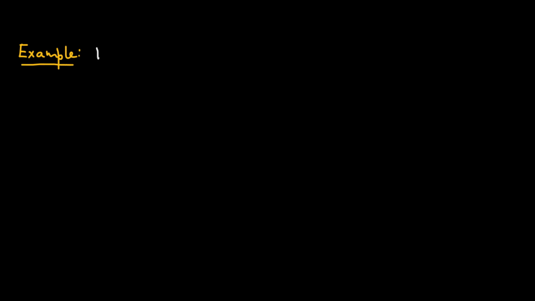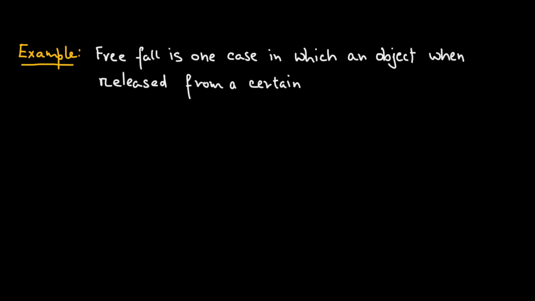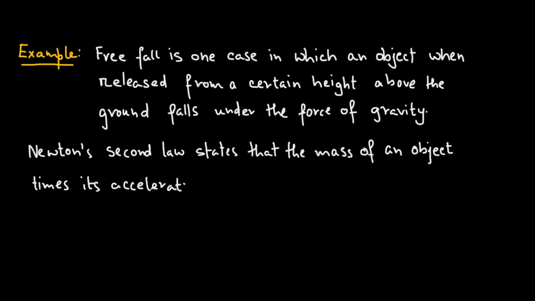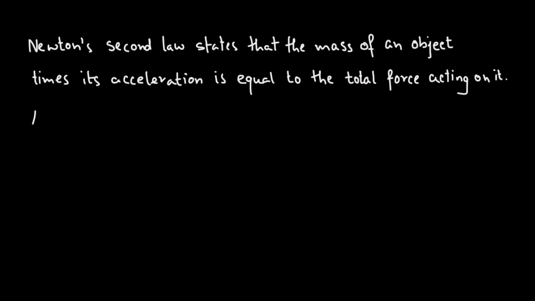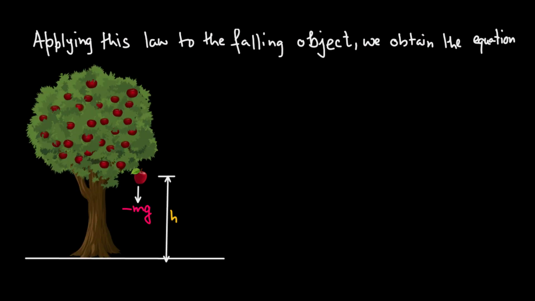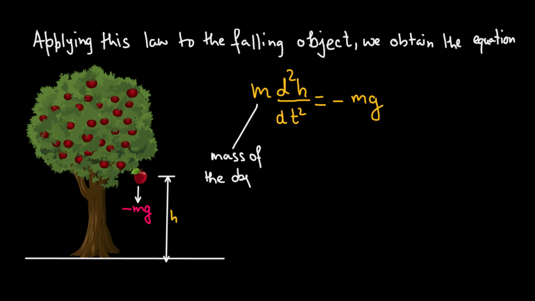Example: free fall is one case in which an object, when released from a certain height above the ground, falls under the force of gravity. Newton's second law states that the mass of an object times its acceleration is equal to the total force acting on it. Applying this law to the falling object, we obtain the equation m times the second derivative of height equals negative mg. Here m is the mass of the object.